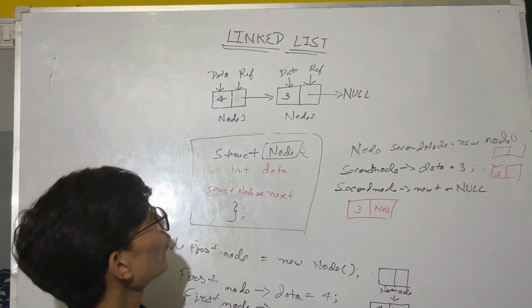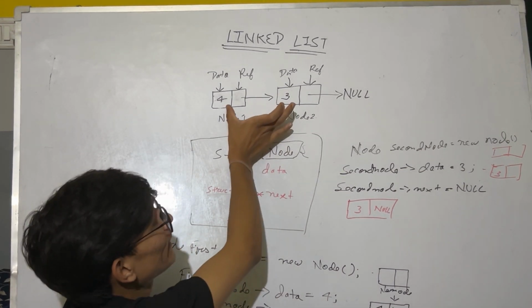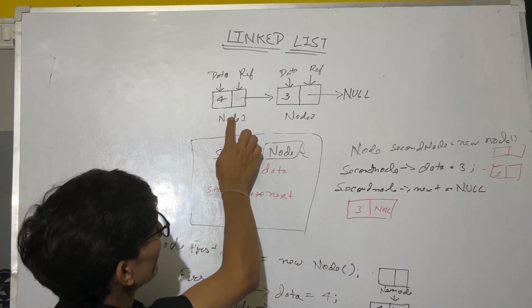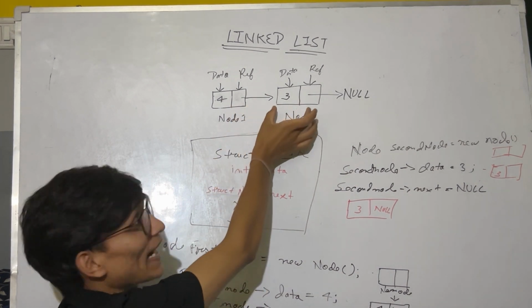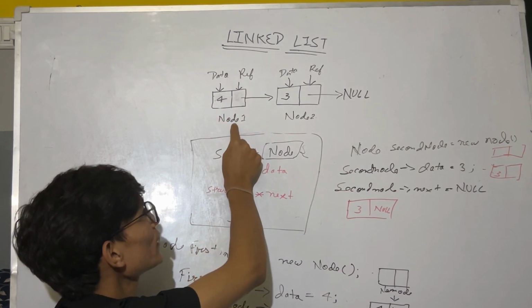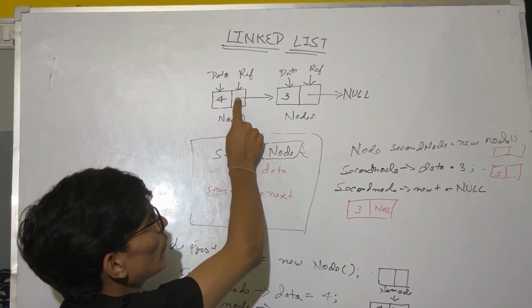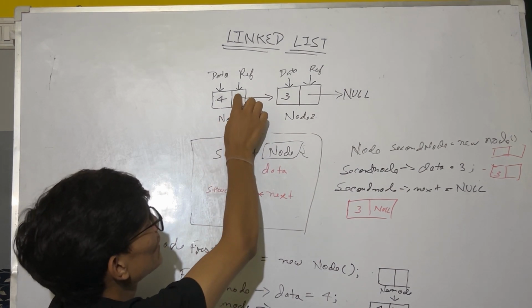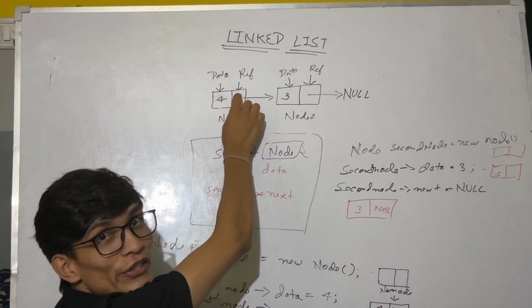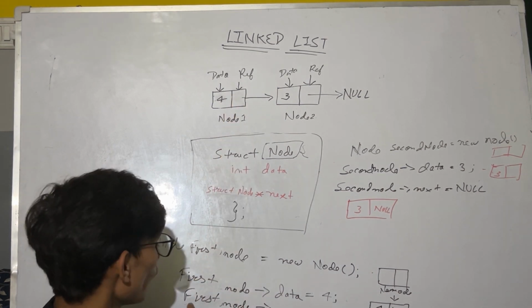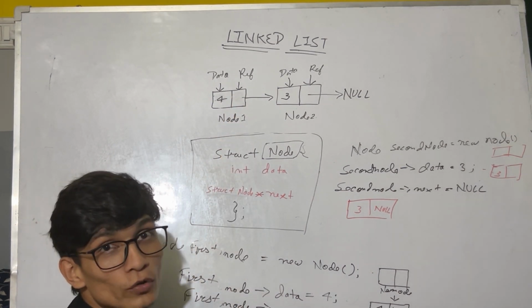Now we want to link them. What we need to do is give a reference of the second node to the first node. So the reference part of the first node will be storing the reference of the second node. We have to change this part of the first node. How can we change that? We can change it, since we wrote first node of next equals null here.